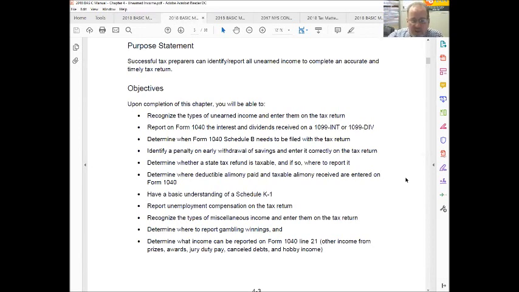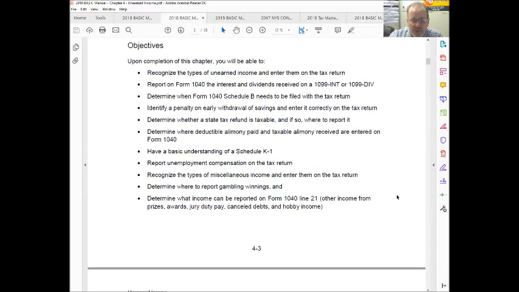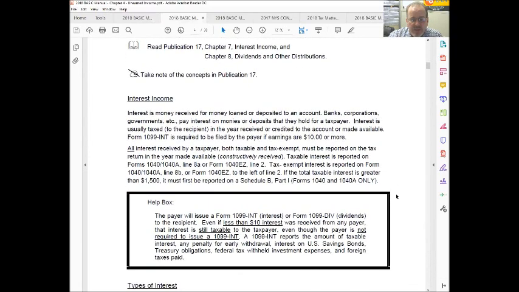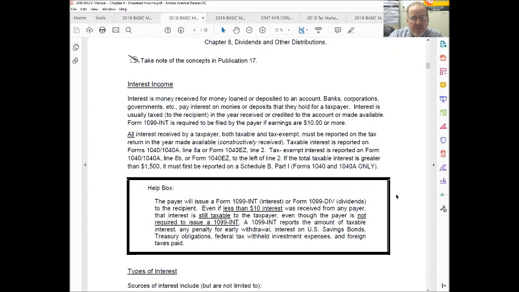And we'll talk about line 21, which is on the 2017 1040. That is basically the catch-all for anything that doesn't show up on any other line for income on the 1040. Okay? All right, so we're going to start out with interest and dividends.